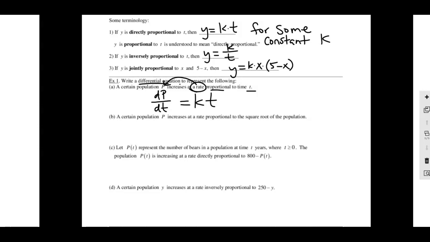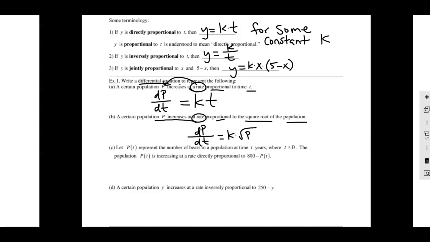All right, next one's going to be similar. So our population P increases at a rate. Again, it's the rate of P, and that's going to be proportional to the square root of the population. So dP/dt, that's the rate of P, is directly proportional, k times the square root of the population, so the square root of P. Part C, let P represent the number of bears.